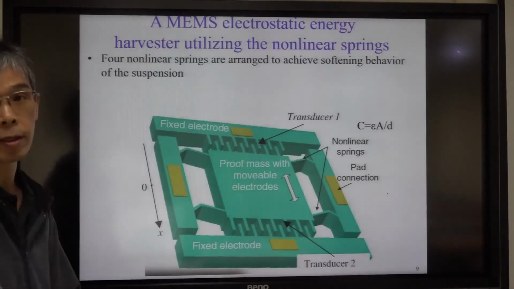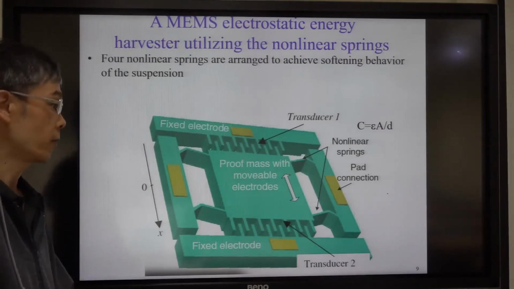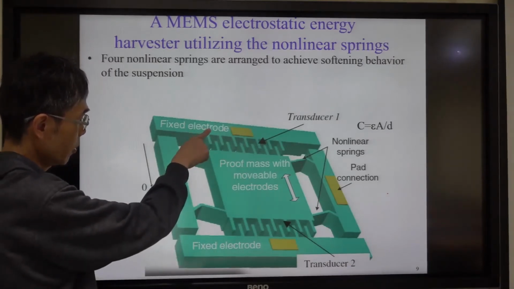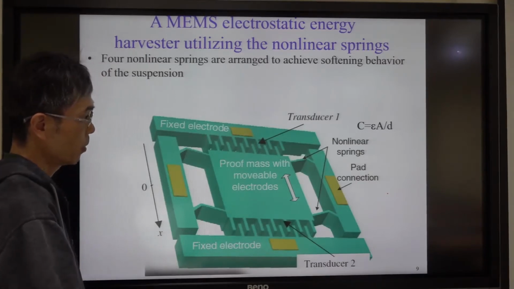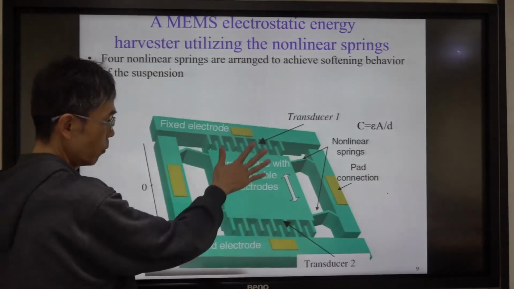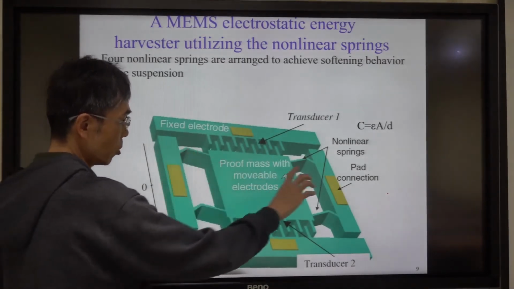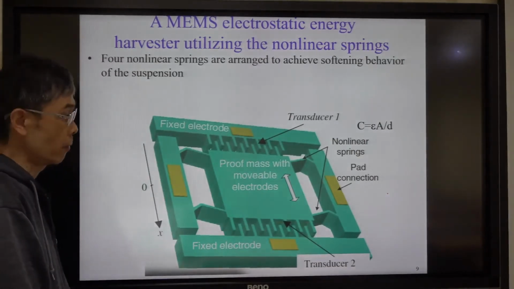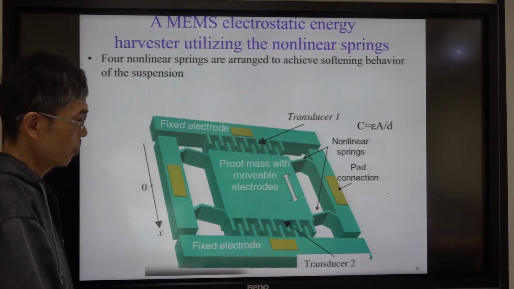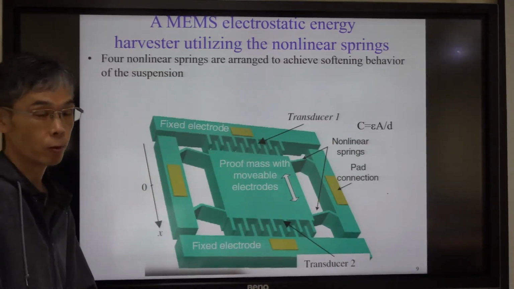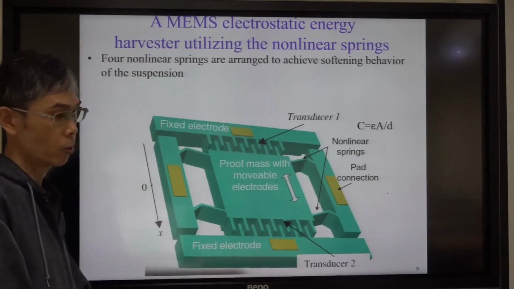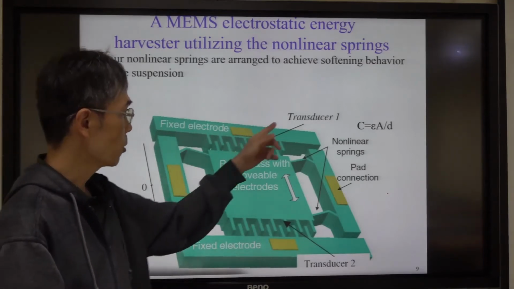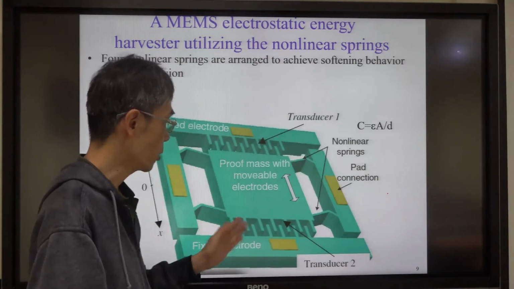Okay, now we have a real case of electrostatic energy harvesting. In this figure, we have the fixed electrode at the top and the fixed electrode at the bottom. Then we have the moving mass, connected to another two electrodes. The four beams suspend the moving mass. Then the transducer here is for energy conversion. We call the energy converter a transducer, to convert energy from one domain to another domain. See, this is transducer one, and this is transducer two.